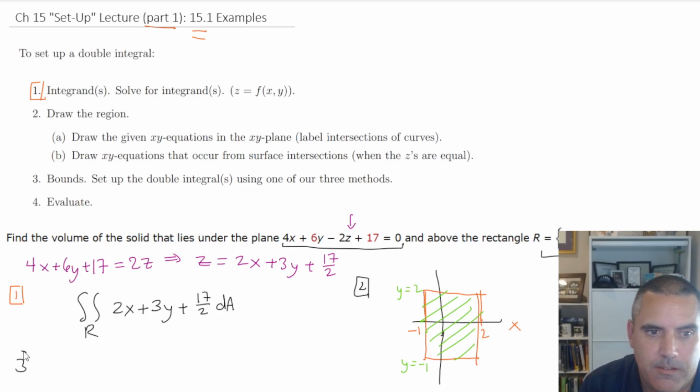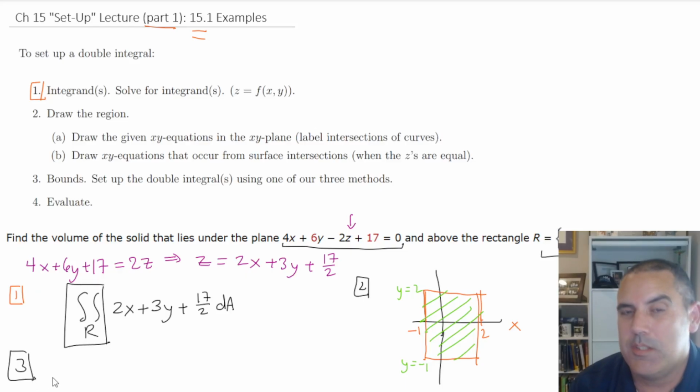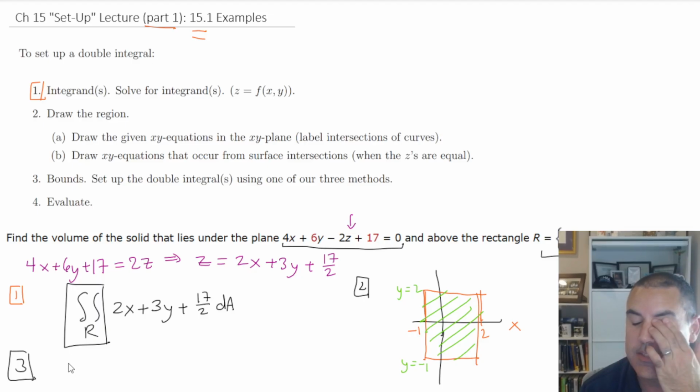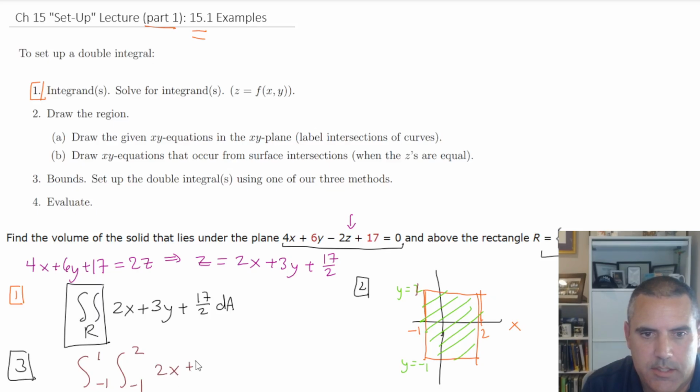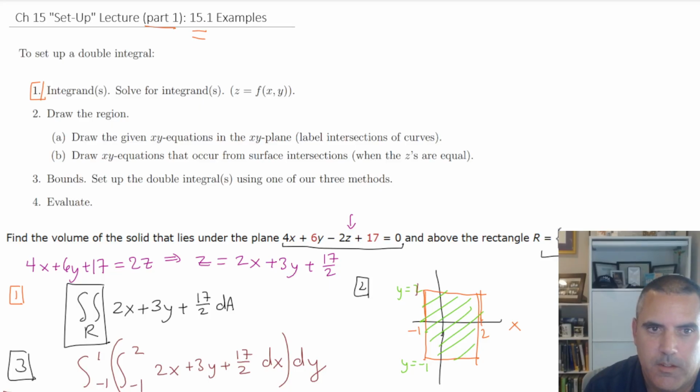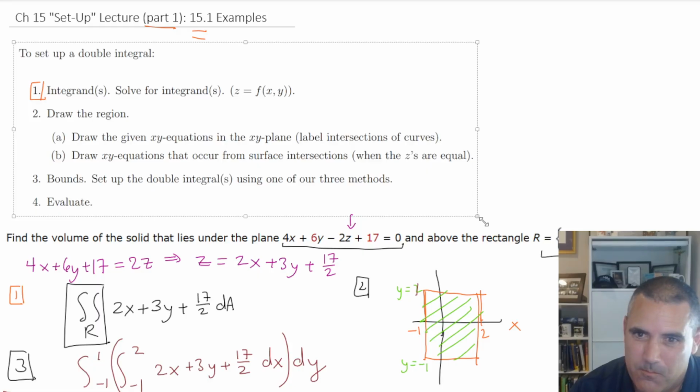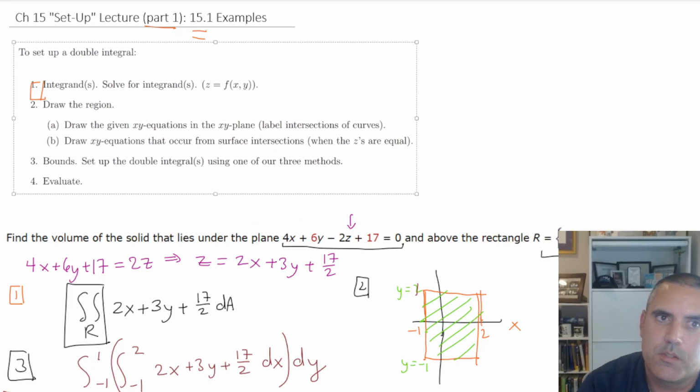Step 3, give the bounds. That's where you're going to have choices over the next few lectures. You're going to decide how you want to describe this region. At this point, you have your choices just whether you want to do it in terms of x first or in terms of y first. So you could say y goes from -1 to 1, and then the integral from -1 to 2 of 2x plus 3y plus 17 halves. It looks like I have the x on the inside and the y on the outside. Step 4, compute. That's how I think about everything in chapter 15, those same steps.